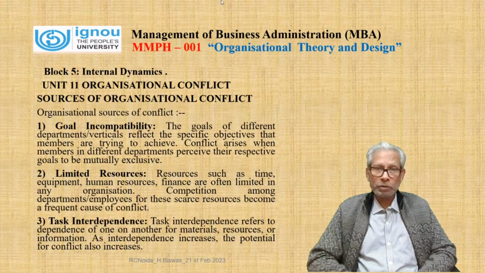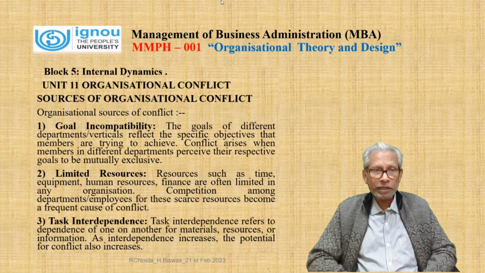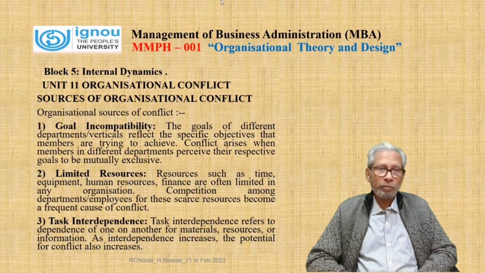Incompatibility. Goal incompatibility means the goals of the different departments or verticals are not viewed in a holistic manner. The verticals reflect the specific objectives that members are trying to achieve. Conflict arises when members in different departments perceive their respective goals to be mutually exclusive.